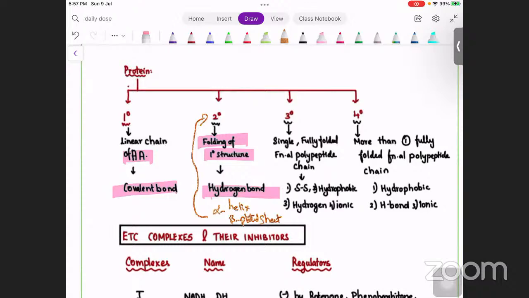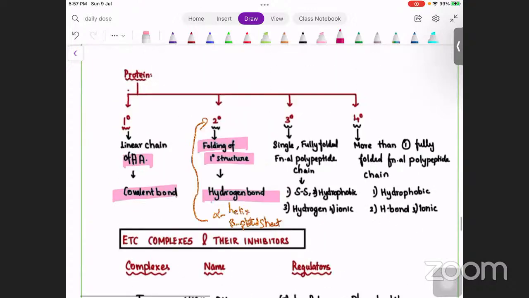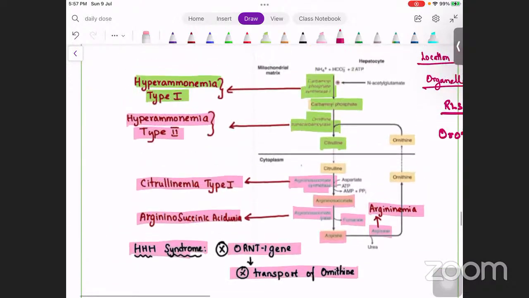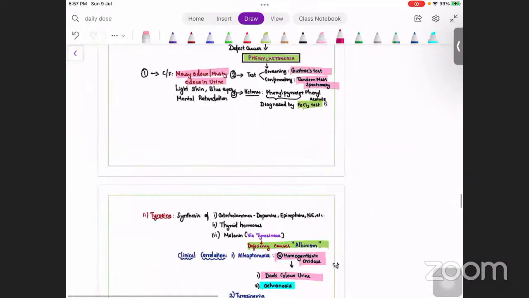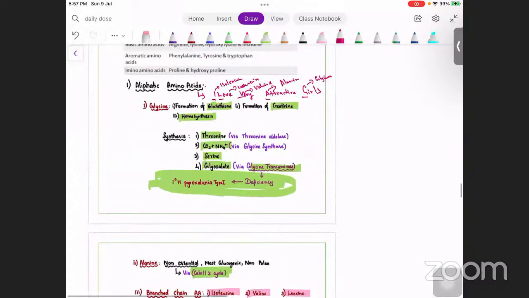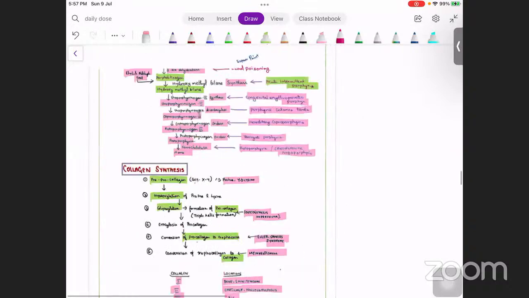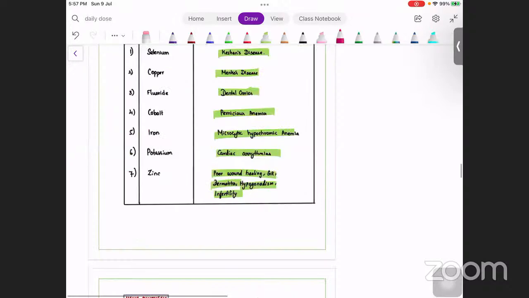While tertiary is a single complete turn, and more than one complete turn means multiple turns, and multiple foldings and multiple turns are called quaternary. With this, we are completing our proteins and amino acids.